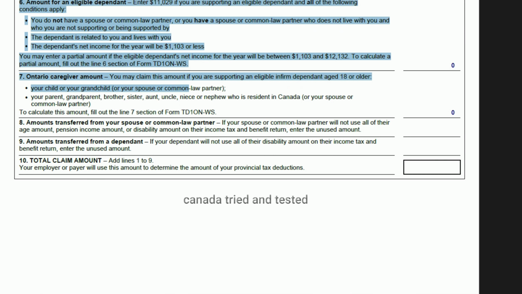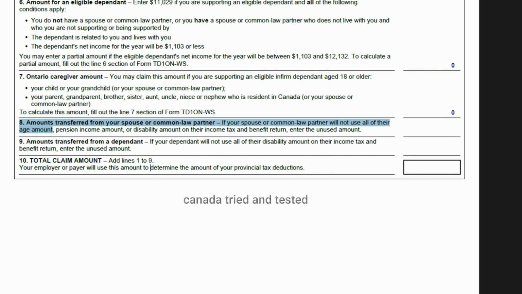After you calculate this amount by filling the line 7 section of form TD1 Ontario work section. Here you see this is the working. Here you will enter the details and the number you get will get transferred to line 7. Here I am entering 0.